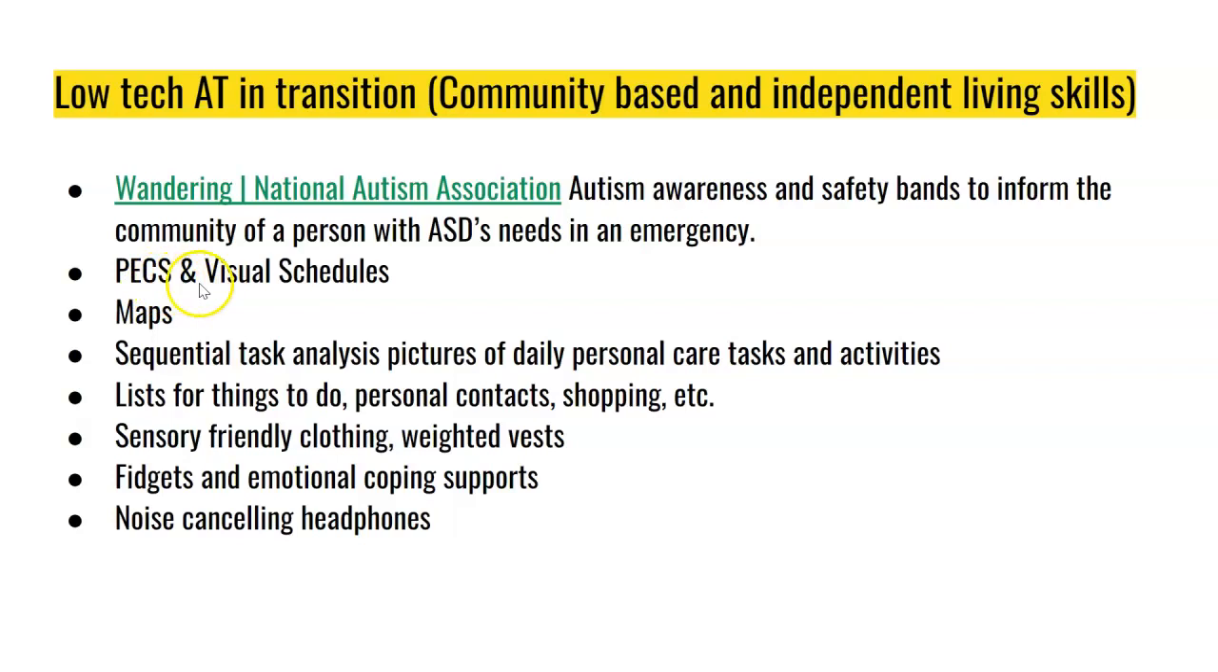There are also PECs and visual schedules, maps, sequential task analysis, pictures of daily personal care tasks and activities, lists for things to do, personal contacts, shopping, etc., sensory-friendly clothing, weighted vests, fidgets, and emotional coping supports, noise-canceling headphones. So lots of things that you can see make a person with autism have a little bit more stability and comfort as they're going out into the community and being a little more independent.